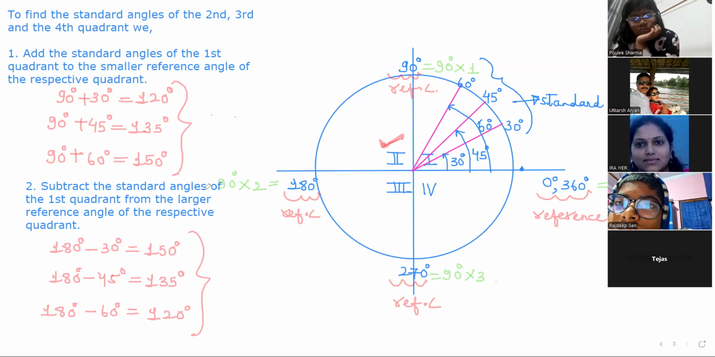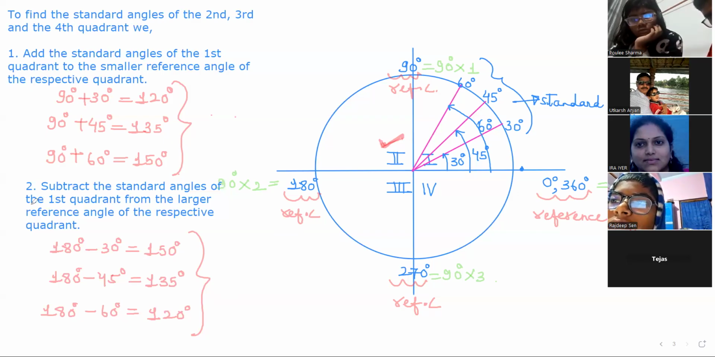Yes or no? So these are the standard angles of second quadrant. Before you start writing, I hope all of you have understood the concept. Yes or no? How to find the standard angles? Everybody? Yes, sir. Hira, Tejas, Rajdeep, I am not aware about you because you have joined late. So if you have understood, you can say yes or no.